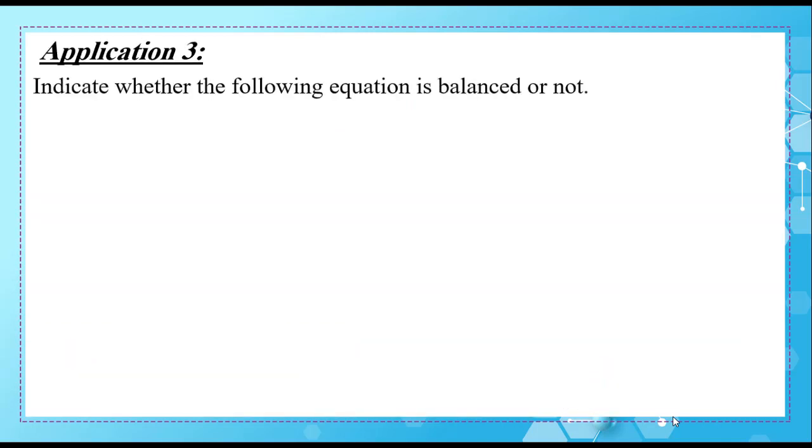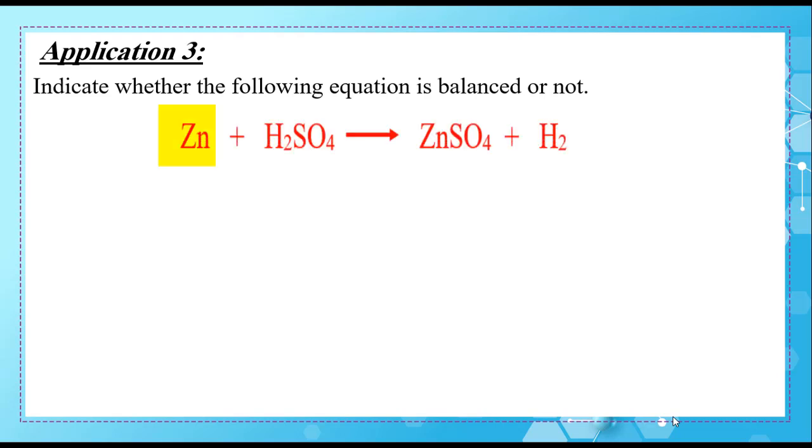Application 3. Indicate whether the following equation is balanced or not. Zn plus H2SO4 produce ZnSO4 plus H2. Pause the video to solve the application alone, then follow me.